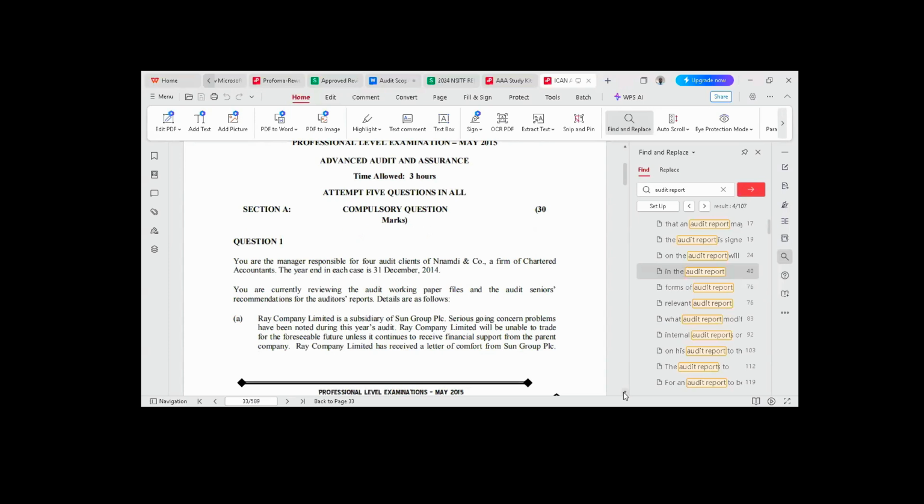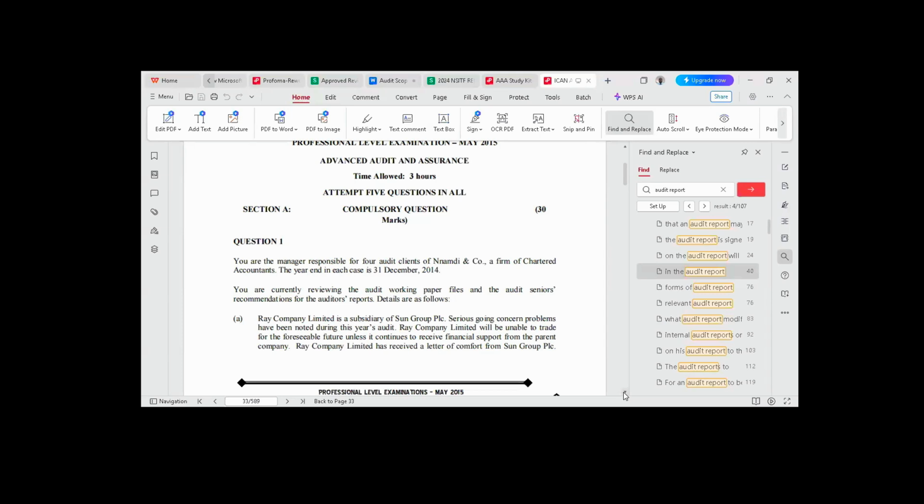You are the manager responsible for 4 clients of Nnamdi and Co., a firm of chartered accountants. The year end in each case is 31st December 2014. So what that means is that we are looking at an audit firm named Nnamdi and Co., chartered accountants. Now, you are currently reviewing the audit working paper files and the audit senior's recommendation for the auditor's report.